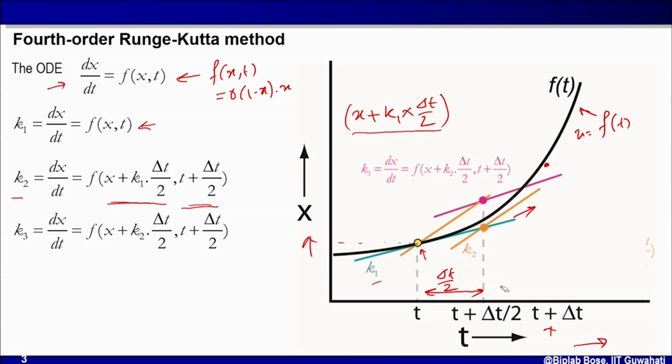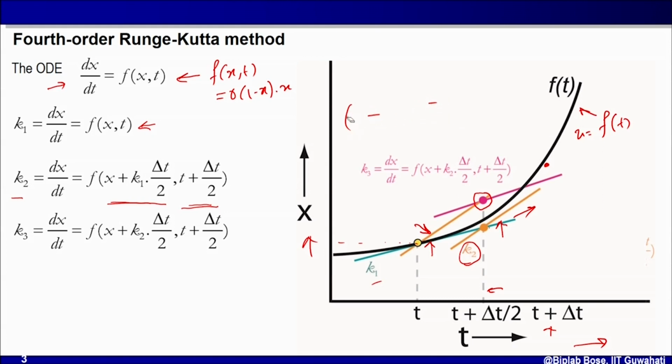I will clean this part a bit so that things become clear for you. So I am taking this orange line slope k2 and drawing an orange line at the original position of x at this yellow point. So I get this new orange line. And I extend that new orange line till it intersects the vertical line drawn at t plus delta t by 2, that is this vertical line. So I get a pink dot here. This is the point of intersection.